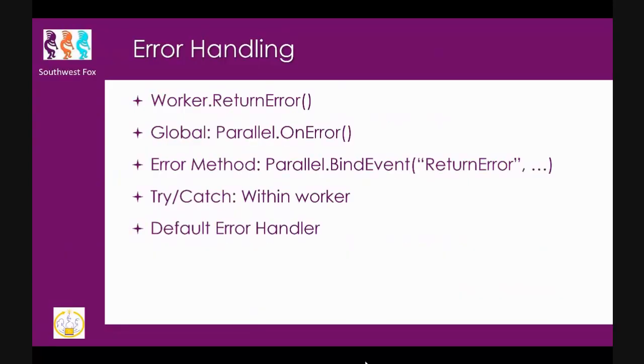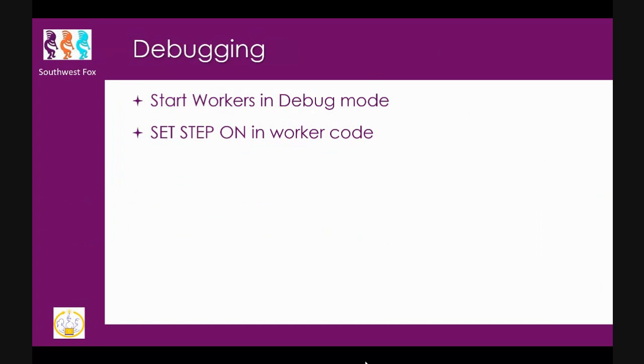Now, if you have errors, you're probably going to need to do some debugging. And normally this is an issue when you're dealing with COM. There's not an easy way to debug, but ParallelFox makes it easy by providing a debug mode. You simply start your workers using that debug mode, and you can insert set step on statements in the code that's going to run on the workers. And so let's look at an example of that.